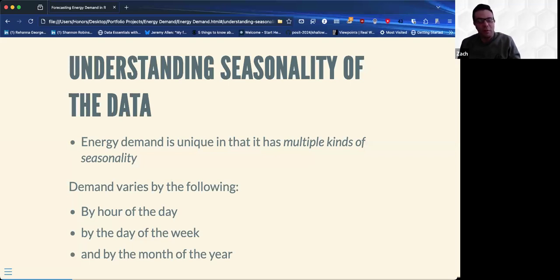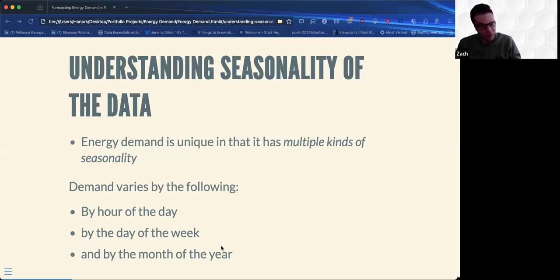So I knew from the beginning that seasonality would be a big part of forecasting this project. But what's interesting is that there are actually multiple kinds of seasonality in the data set, and that was going to be a major problem for me because the kinds of forecasting models I was considering using only really used one kind of seasonality. So the data is seasonal by hour of day, by day of the week, and by month of the year.